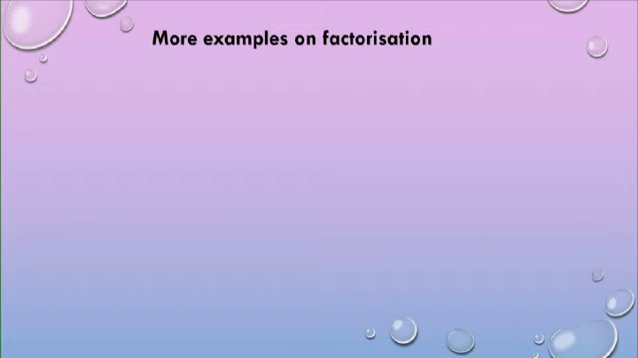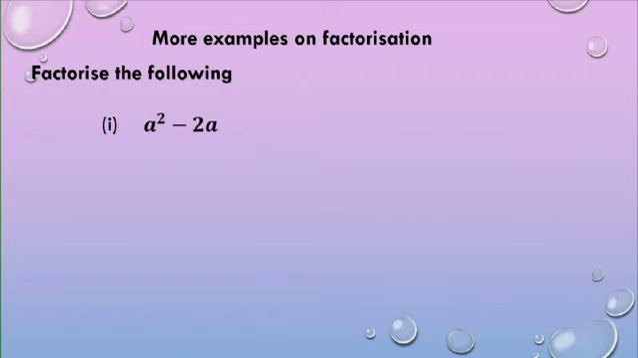Let's have a look at some more examples on factorization. Factorize a squared minus 2a. Remember that you learned that a squared is same as a times a. So we can write a squared minus 2a as a times a minus 2a. So it's easier to see the common factor. The common factor here is a. So we have a brackets a minus 2. That is, factorizing a squared minus 2a is a brackets a minus 2.